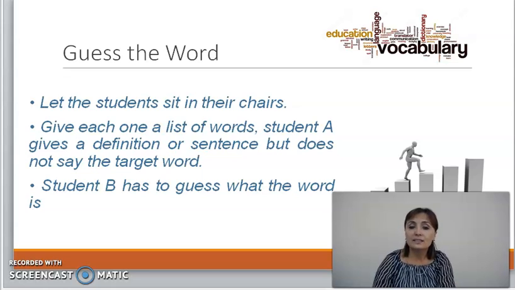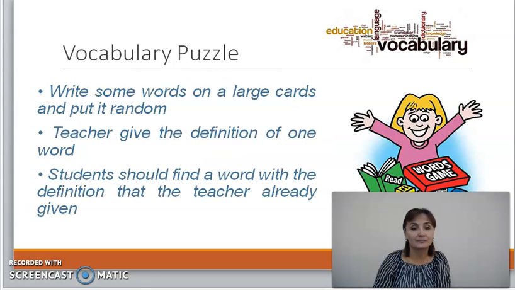So the next activity is guess the word. Let the students sit in their chairs to have this activity and give each one a list of words. Student A gives a definition or sentence but doesn't say the target word. Student B has to guess what the word is.